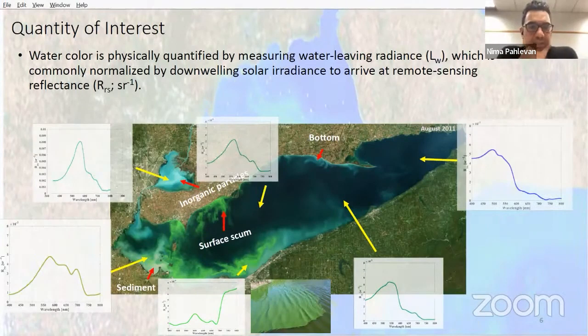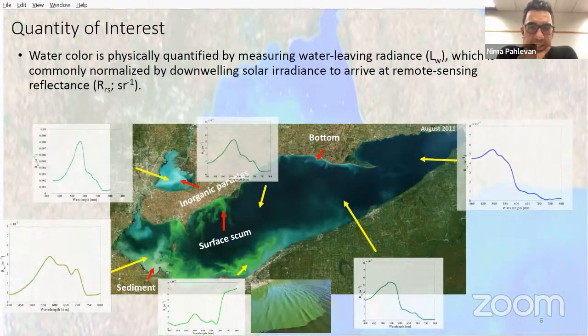So what's the main quantity of interest in remote sensing of water quality? What we basically measure from satellite is nothing but water color, which is the division of water leaving radiance, or the amount of photons that leave the body of water, to the downwelling solar irradiance, or total solar light available just above the water. So it's the division of these two parameters, water leaving radiance and downwelling solar irradiance, that is referred to as Rrs, or remote sensing reflectance.